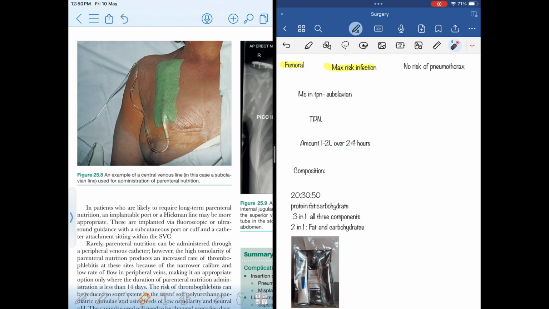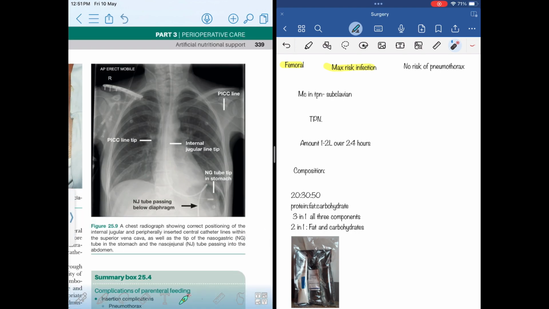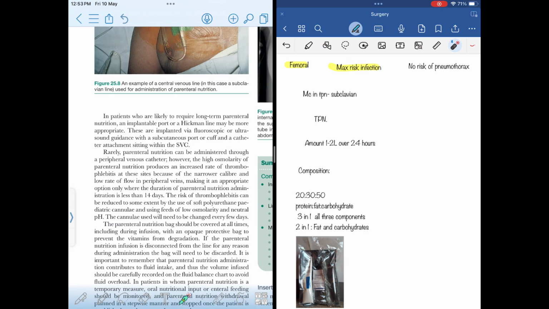See here in this image you can see an example of a central venous line, subclavian line, which is used for the administration of parenteral nutrition. So here is a chest radiograph. So we take a chest radiograph. Here in this chest radiograph, it shows the internal jugular and the PICC lines within the superior vena cava. Also observe the NG tube, right?